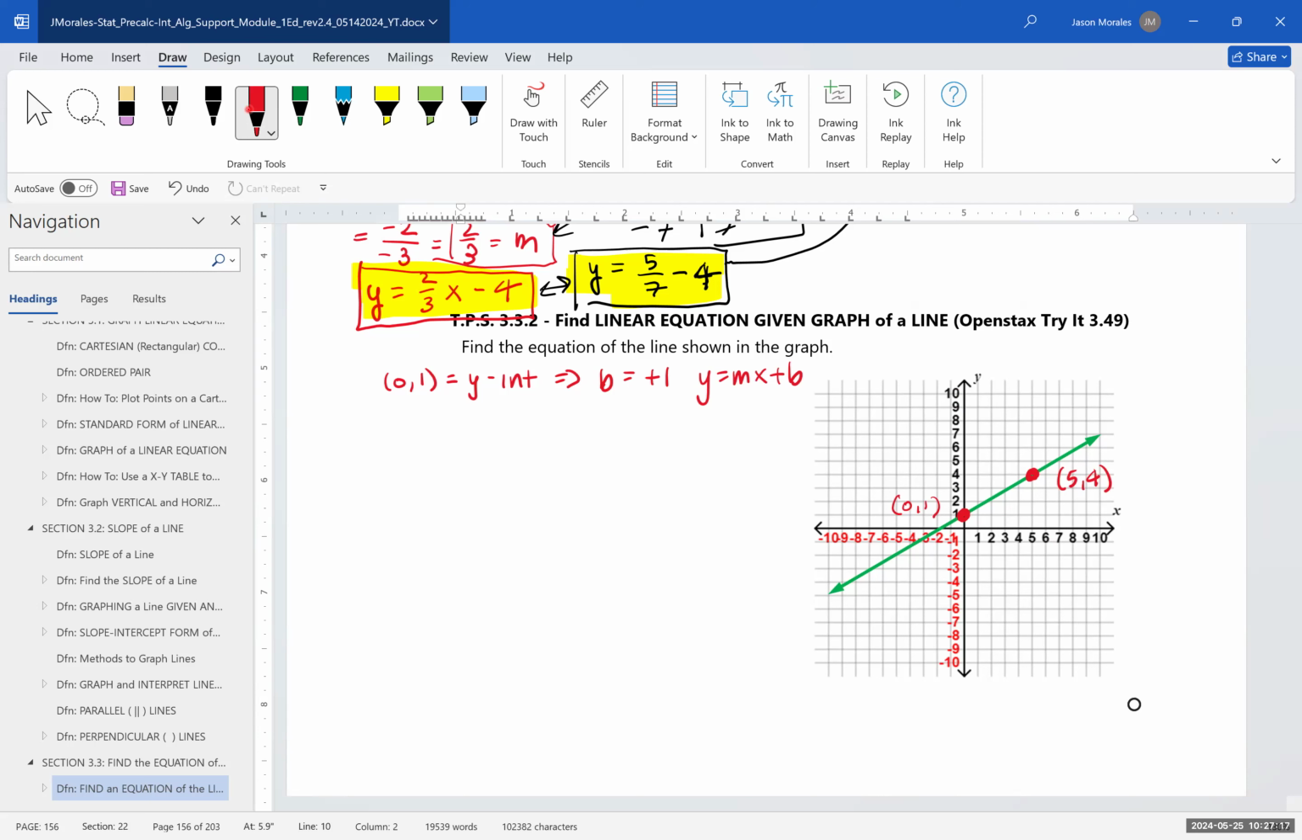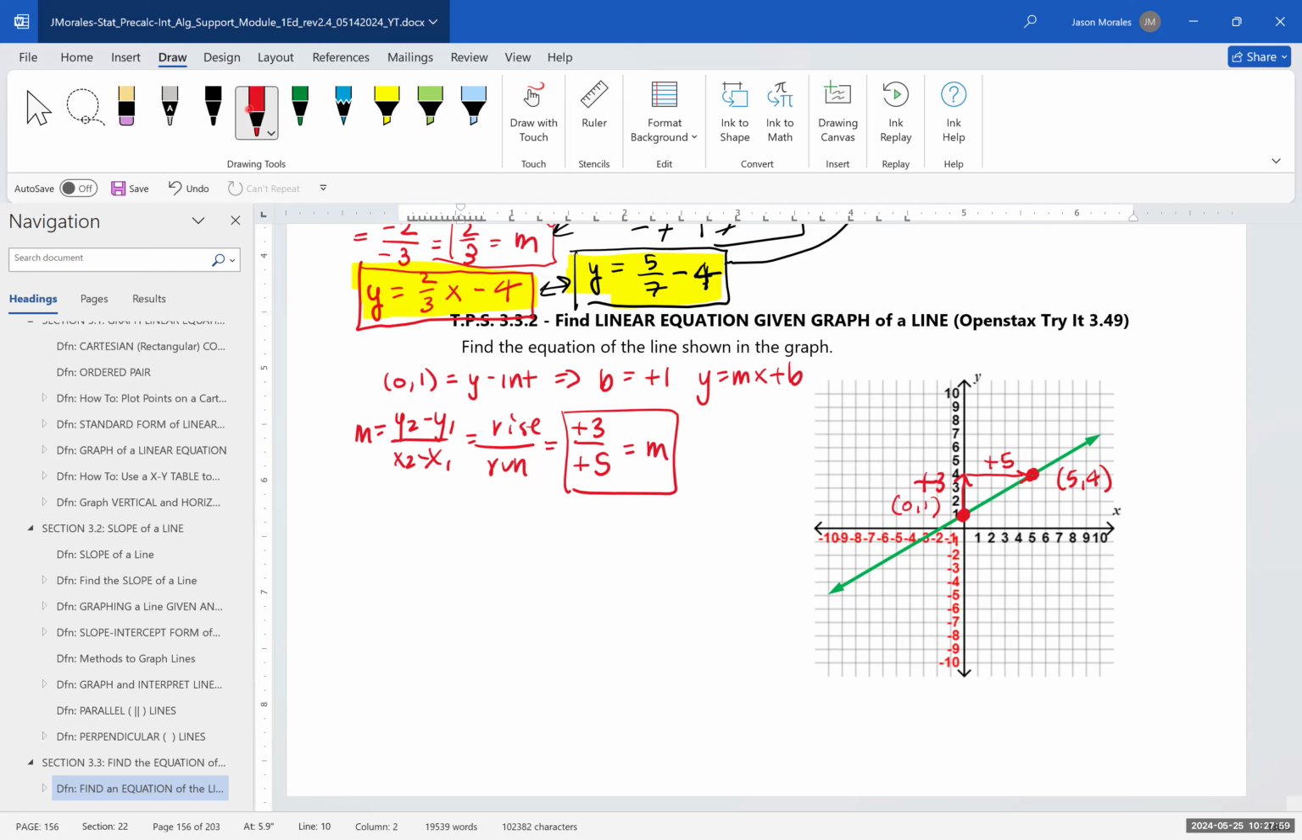Now, what we can do is, last time, we used the formula for slope to calculate slope. But this one, it's pretty clear. Remember, slope is rise over run. So as we go from our y-intercept to our next point, we're going to go up 3. So we have a rise of +3, and then we're going to have a run of 5. So we have a rise of +3 and a run of +5. So that gives us a slope of 3/5.